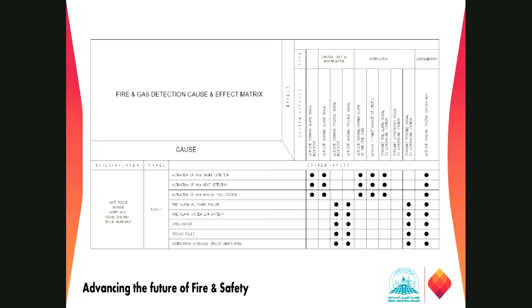Here we have a fire alarm matrix, right? We call it cause and effect matrix. The meaning of cause and effect matrix is they want to know that here we have, let's say, the location of the room.